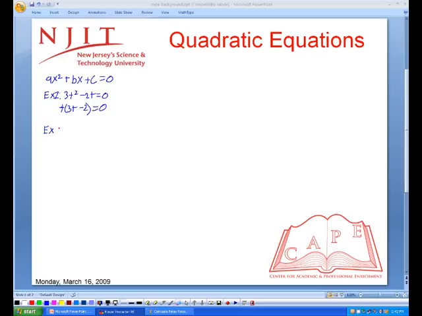Second example is by taking the square root of both sides. So if we take the square root of both sides, we get x minus 3 equals 5. So x equals 8. Third example, it's a very important example.